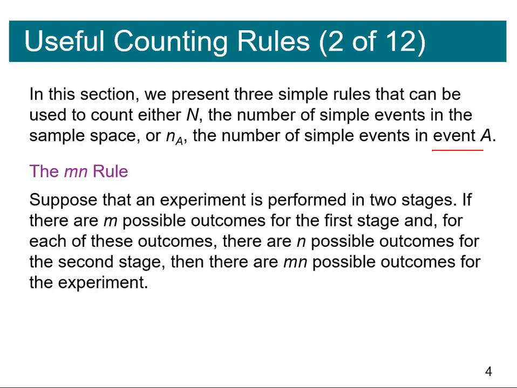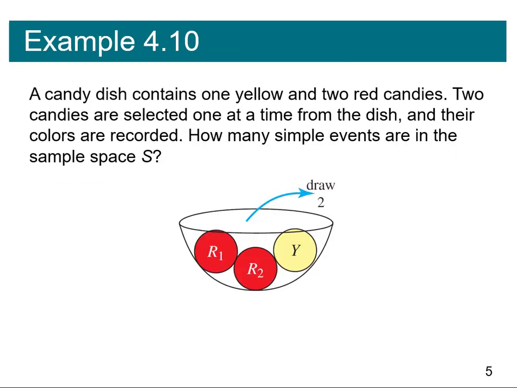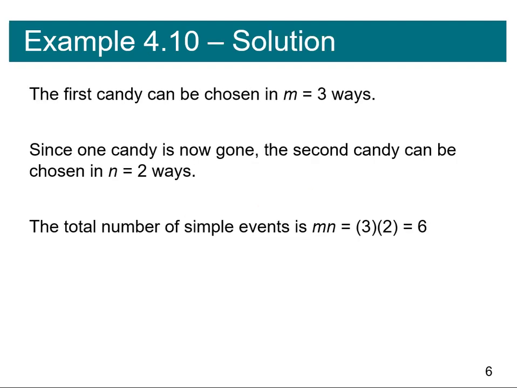So first of all, we talk about the mn rule. So let's look at an example before we read that. So here's a candy dish, containing 1 yellow and 2 red candies. 2 candies are selected one at a time from the dish, and their colors are recorded. How many simple events are there in the sample space?